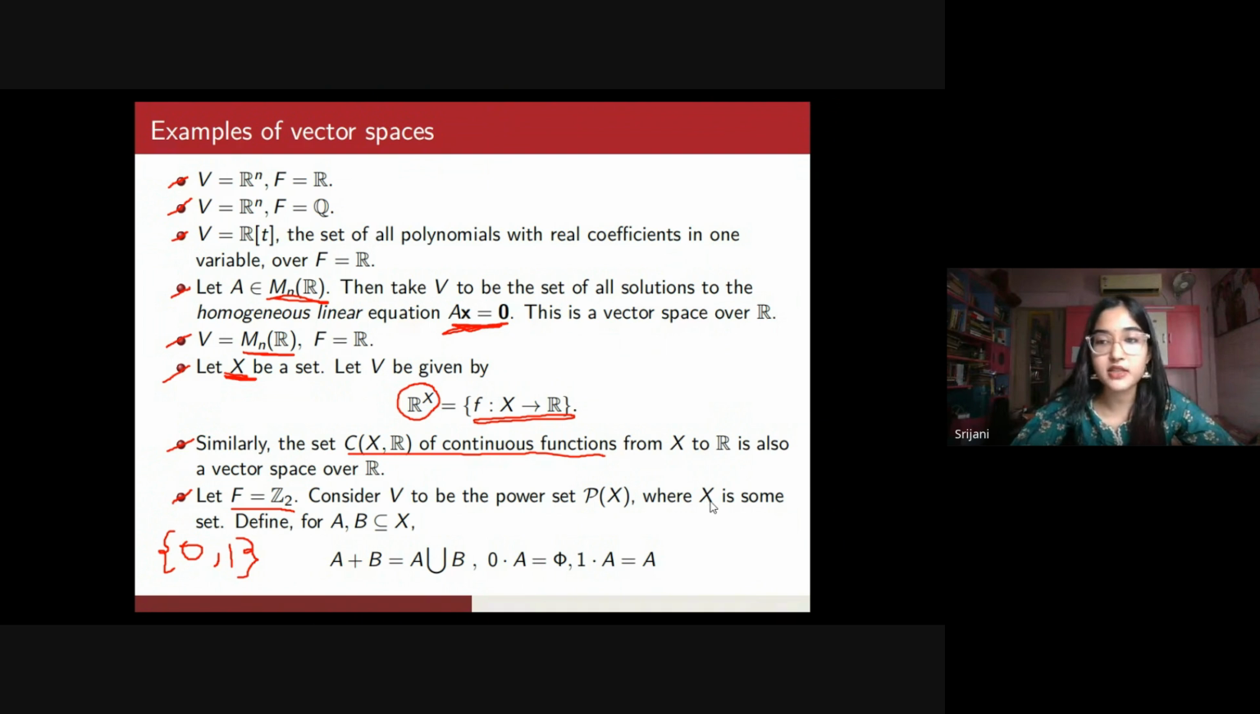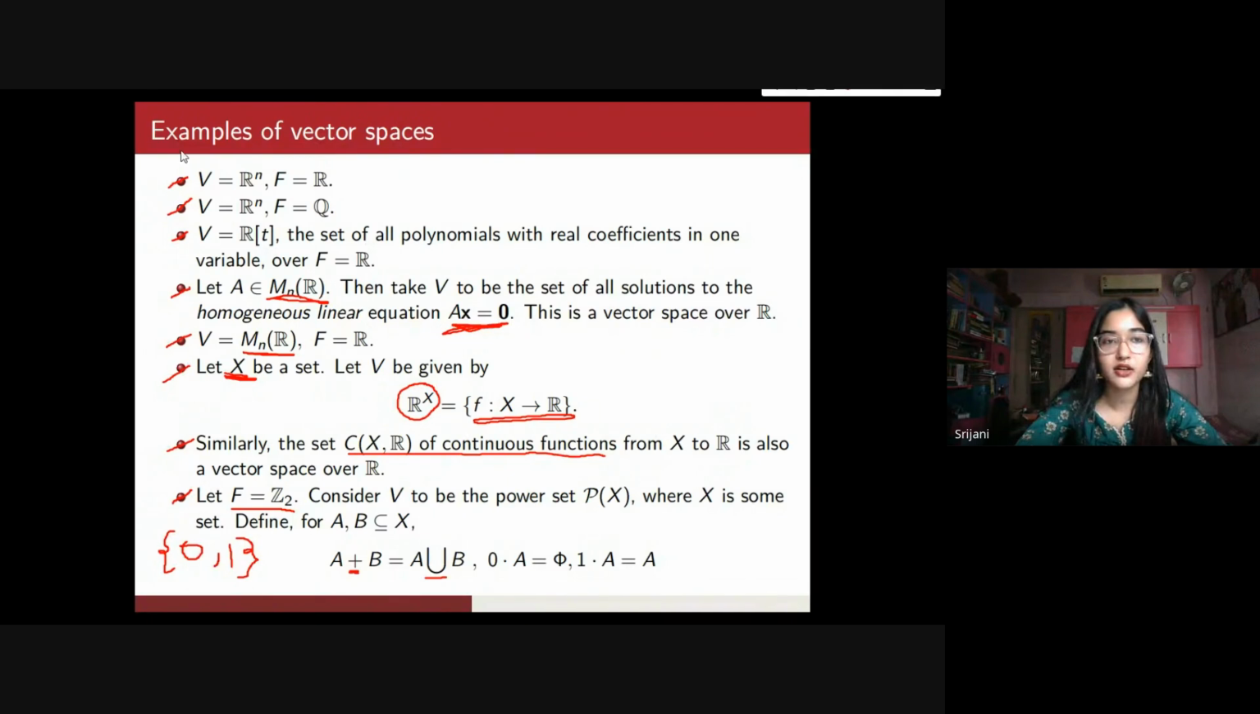As I said, plus and dot need not be the normal plus and dot that we know. This is a good example: A, B are two subsets of X, and the power set is my vector space here, and the field is Z2. So the plus is replaced by union, and 0 dot A is the null set. This is the 0 element. 1 dot A is A. So it satisfies all the properties. Here we see the magic of mathematics: plus and union are completely different things, but they share such similar properties.